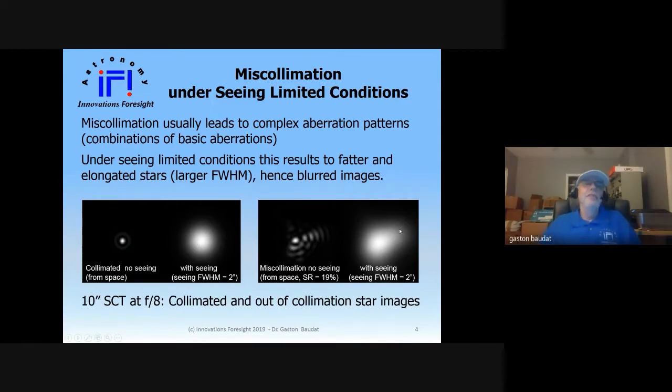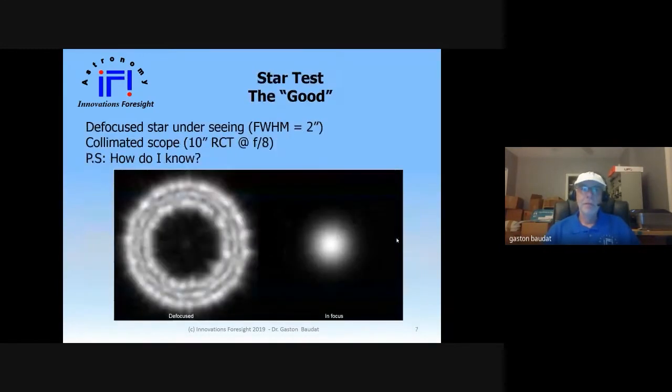And I can tell you, I've seen many times over people complaining about elongated stars, thinking this is a mount tracking problem when it was a collimation issue. And coma, which is one of the main aberrations you will get when you have a collimation problem, leads to elongated stars pretty fast, even under seeing limited conditions.